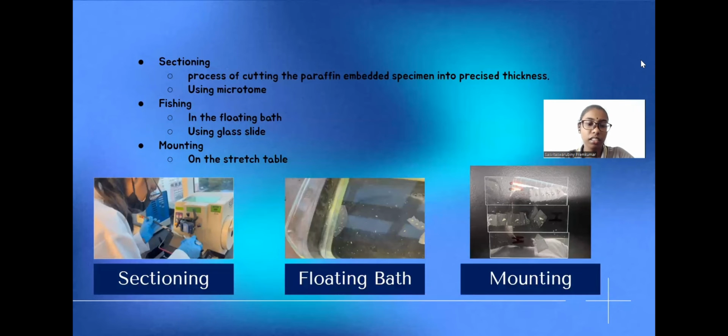Next, fishing is done in the floating bath using a glass slide at 60 degrees from under the water. Later, the mounting process is done by heating the specimen slides on the stretch table. The sixth step of histological techniques is staining and cover slip DPX mounting.